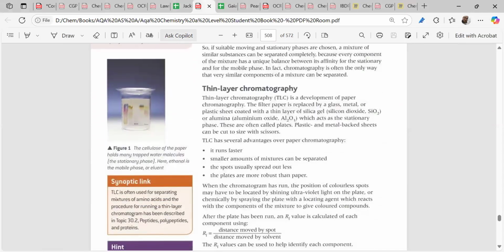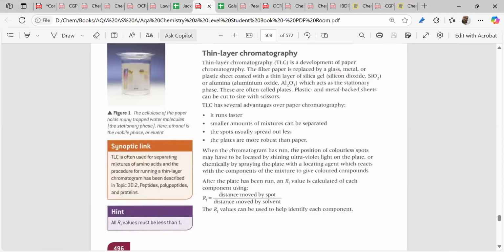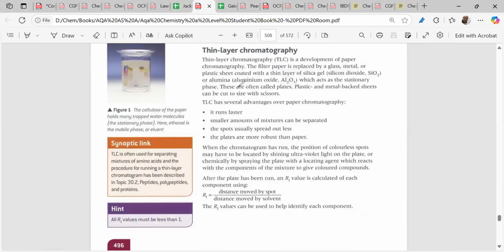Now, here the first thing we are to take is the thin layer chromatography. In the thin layer chromatography, we have to make sure which is the mobile phase. First thing, which is the mobile phase. Second, we have to ensure what the stationary phase is over here. In the thin layer chromatography, we take the filter paper which I showed you, which I used in the traditional method of chromatography. That is replaced by a glass, usually a glass, or a metal or a plastic sheet.